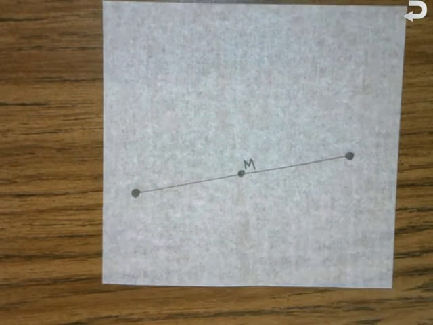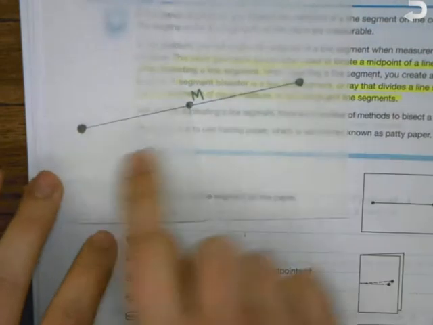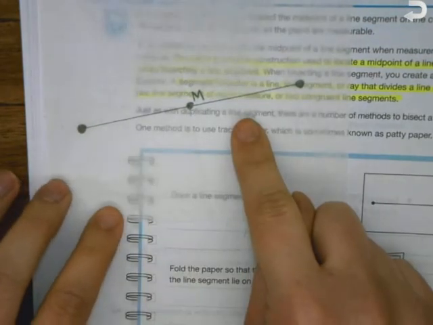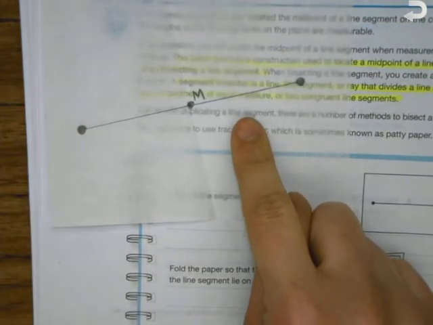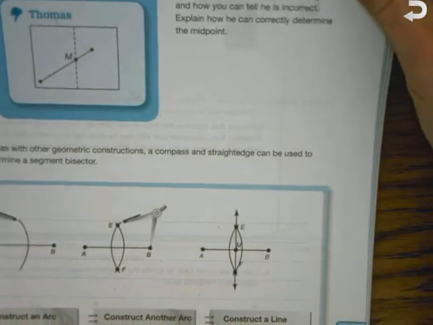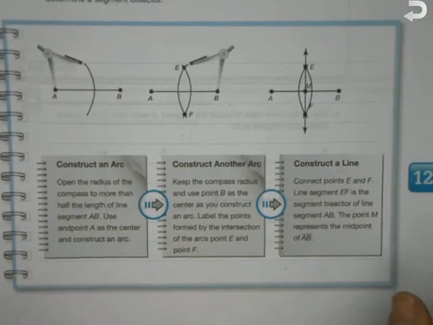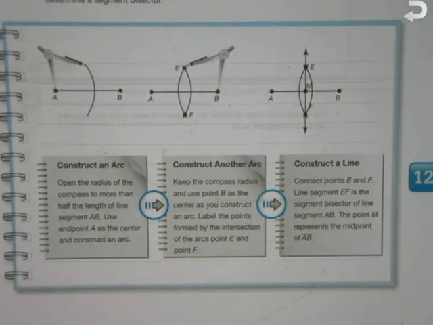So using the patty paper is just one way to find the midpoint of the segment, but how realistic is it that we're able to do this every single time? Not really, because I'm not going to buy millions and millions of pieces of this paper for you guys. So we can also use geometric construction tools to construct bisectors. So turn the page over for me. So that's why you guys have your compass.